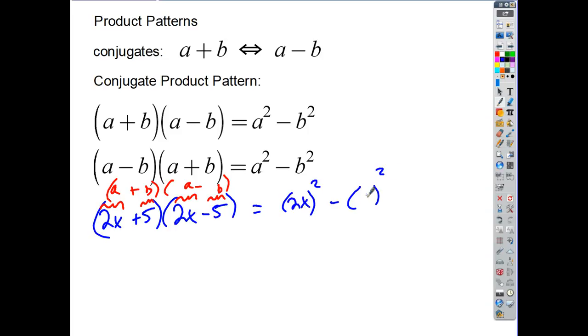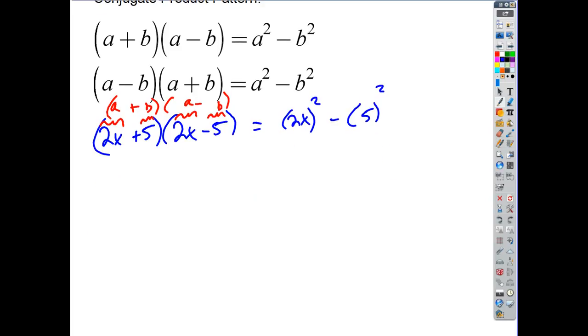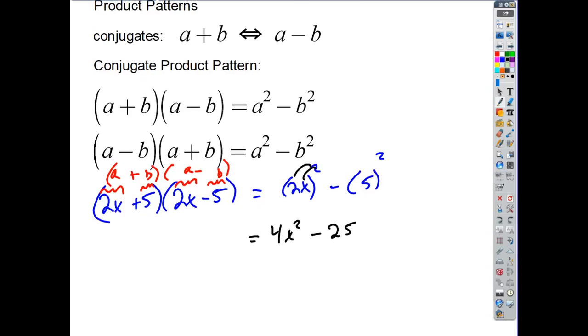And my b? 5. So we just have to simplify that. By using our properties of exponents, what is the quantity 2x squared? 4 times x squared, because I'm going to square the 2 and square the x, right? So I get 4x squared minus 25. Simple. And so there's one pattern we're going to look at today, the conjugate product pattern.